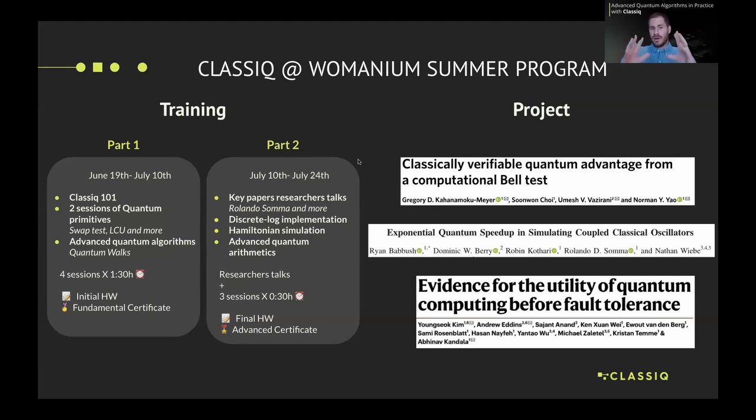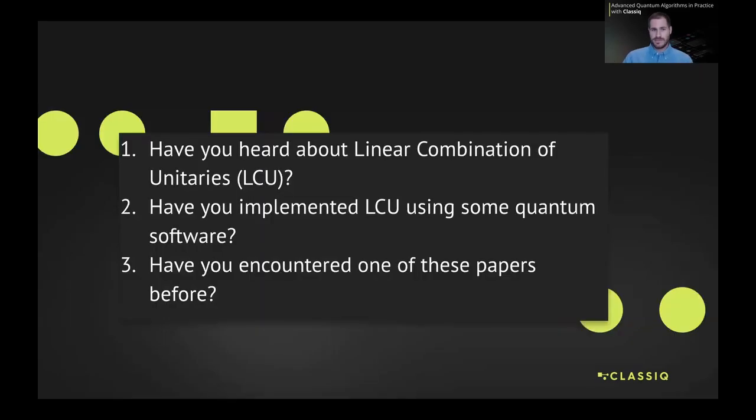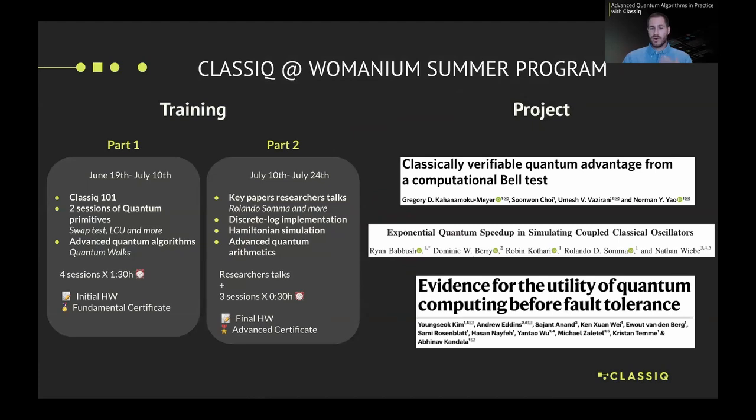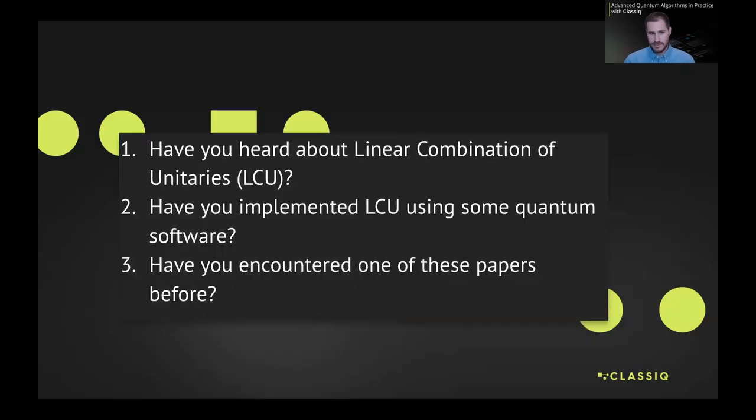So this is overall the model that we're going to have within this project and the key challenge that we are going to face. Now I have a question for you to get a better feeling about the audience and what your background is. So 3 questions that the moderators of this session are going to ask you now in the Discord, so please comment in the Discord. First, have you heard about linear combination of unitaries? Second, if you have heard about it, have you ever implemented linear combination of unitaries using some quantum software? And third, have you encountered one of these papers before? So one of the 3 papers that are going to be the main papers that we are going to address in the project, have you encountered them before?